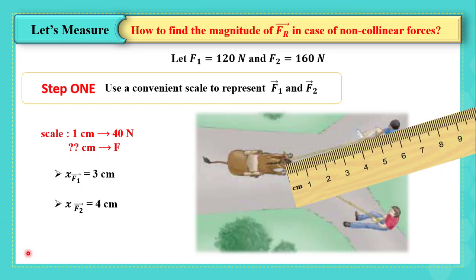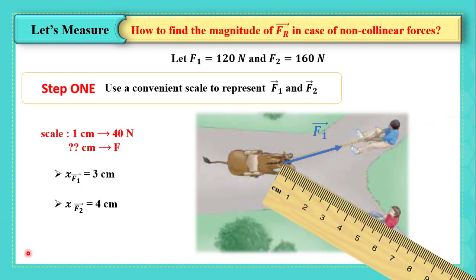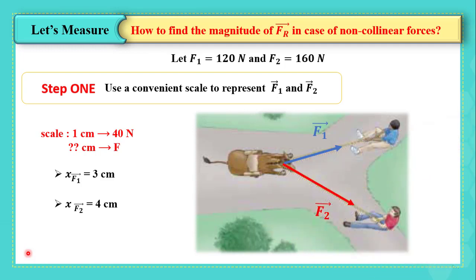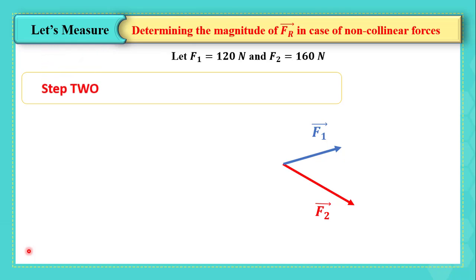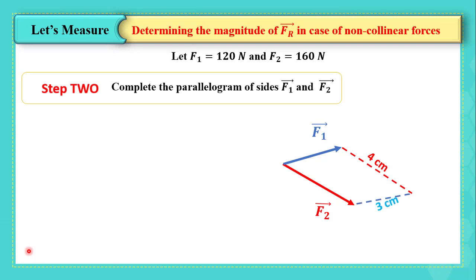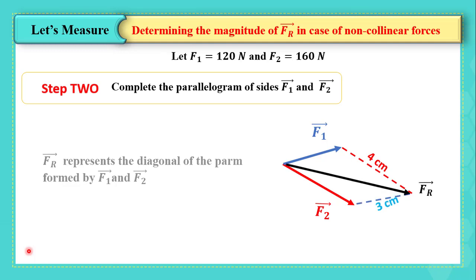Now, using a ruler, trace on the figure on the same point the two forces F1 and F2. This is F1 of length 3 centimeter and this is F2 of length 4 centimeter. Take care for the angle between the two forces F1 and F2. In the second step, you need to complete the parallelogram formed by the sides F1 and F2. Fr represents the diagonal of this parallelogram. You can complete it using a compass.